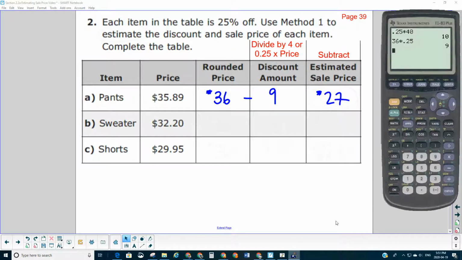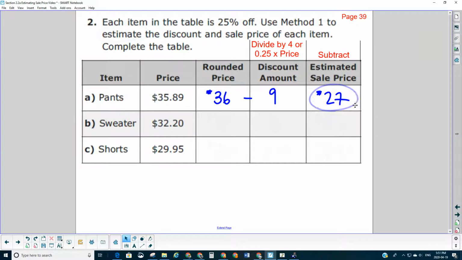Let's check that on our calculator. 36 subtract 9 is 27. Great. All right, so there is our estimated price. Okay, and that's what we're doing in today's video. We're going to estimate the sale price, and we know that it's about $27.